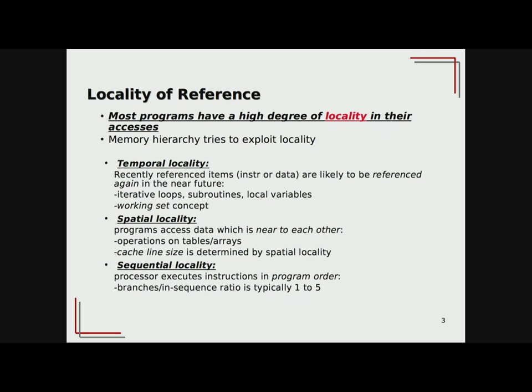If you are in this condition, you can really exploit the cache mechanism. And this is actually spatial locality. Then you have sequential locality, that is actually the concept that Luca mentioned.